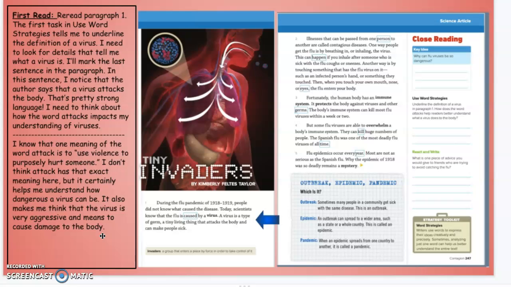Now I notice that the author says that a virus attacks the body. That's pretty strong language. I need to think about how the word attacks impacts my understanding of viruses. So just to keep digging into that word a little bit, I know that one meaning of the word attack is to use violence to purposely hurt someone. I don't think attack has that exact meaning here, but it certainly helps me understand how dangerous a virus can be. It also makes me think that the virus is very aggressive, very strong, and very fast, and means to cause damage to the body.